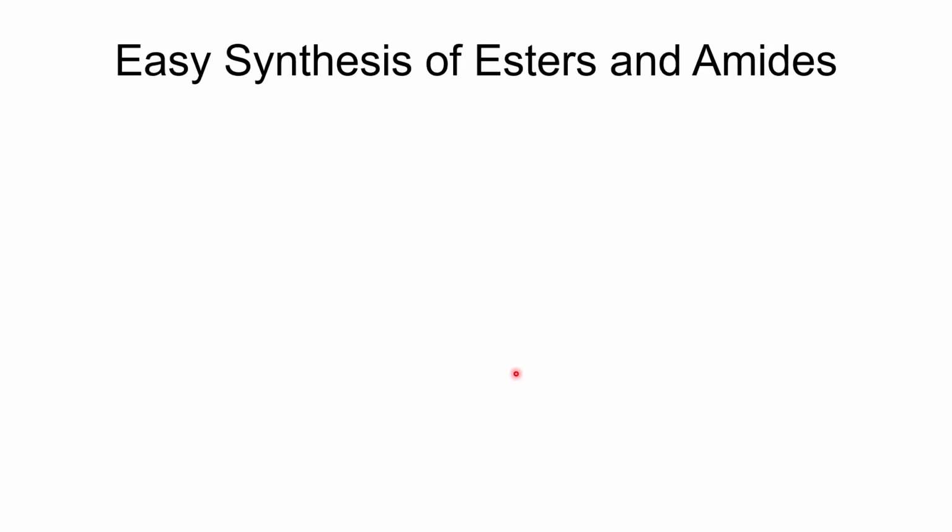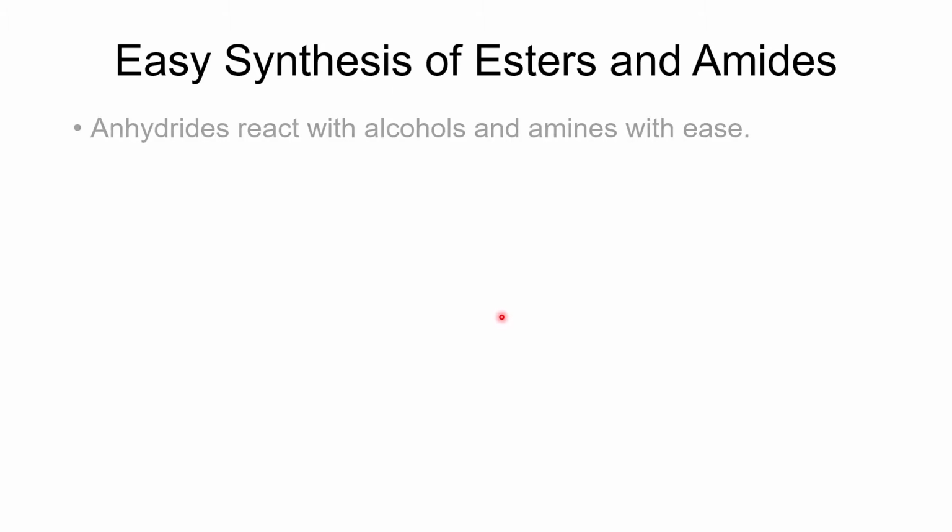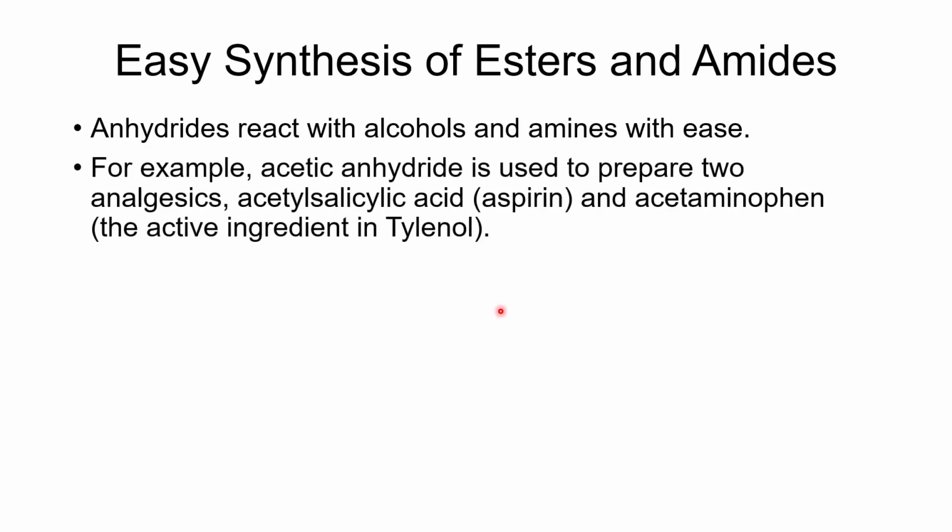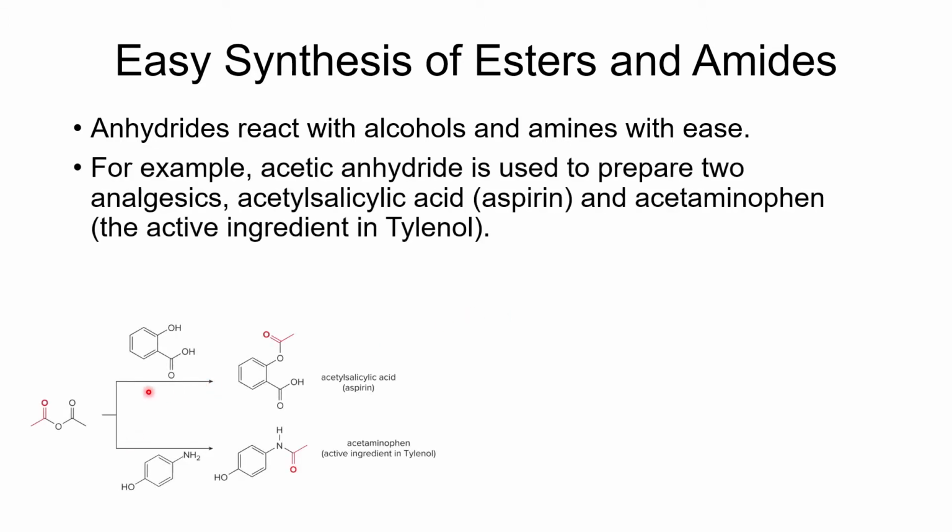All right. We can also make esters and amides. We can make esters and amides pretty easily using anhydrides. This is actually one of the syntheses that we do in my organic lab with my students. We'll use acetic anhydride and salicylic acid to make acetylsalicylic acid. So we'll make this ester right there. And that works pretty well.